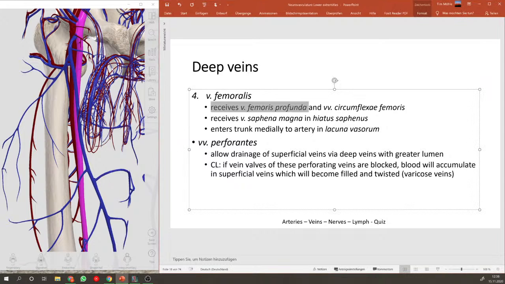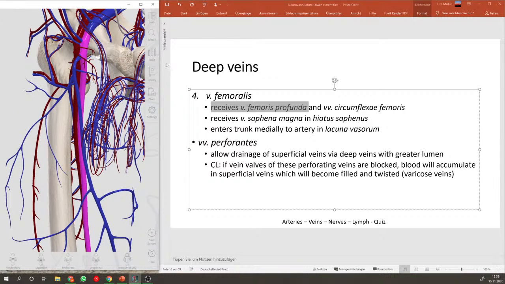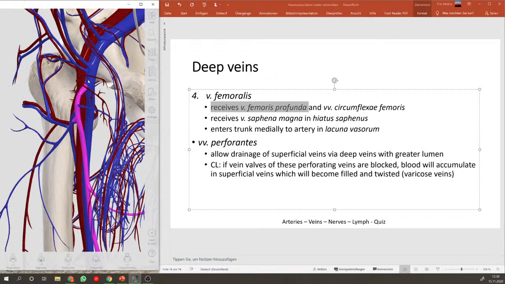Now, then there is also the confluence of the greater saphenous vein, vena saphena magna, in a special place called hiatus saphenus. So this is the greater saphenous vein, and you can see here it drains to the vein. And let me show you here and highlight this relation of the vena femoralis and arteria femoralis.